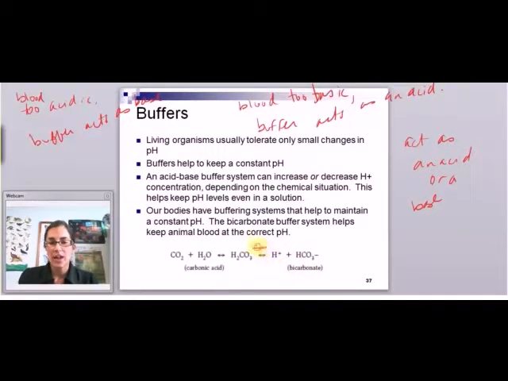So notice these arrows going either direction. In this direction, it's releasing hydrogen ions and therefore is acting as an acid. In this direction, it's absorbing hydrogen ions and is therefore acting as a base. So going this direction, it's acting as a base. Going this direction is acting as an acid. And that will help maintain the pH of your blood at the correct value so that your body keeps functioning properly.